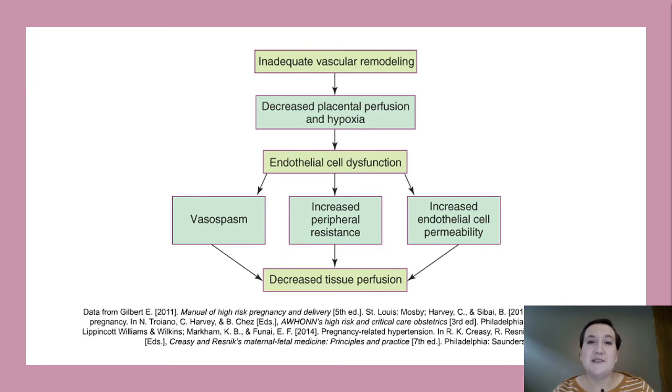So here you can see that we have that inadequate vascular remodeling. I've got another picture coming up as well. So we have this endothelial cell dysfunction. As a result of that endothelial dysfunction, we're going to have vasospasms, increased peripheral resistance. What is our increased peripheral resistance going to manifest itself as? Elevated blood pressures. And increased endothelial cell permeability.